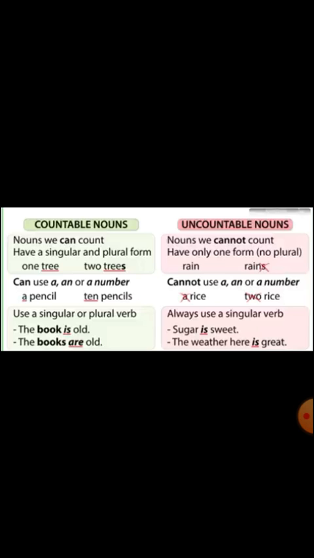But with uncountable nouns, we always use a singular verb. We always use is. For example, sugar is sweet. And the next example, the weather here is great.